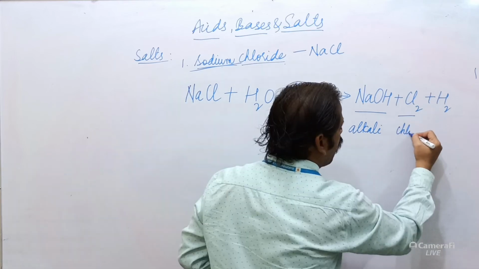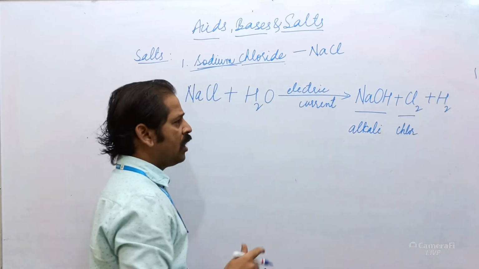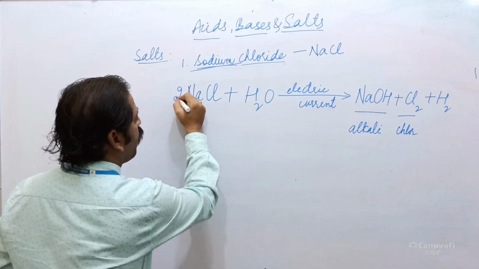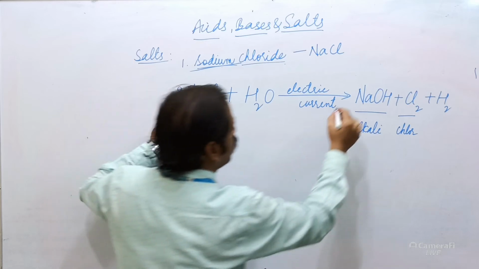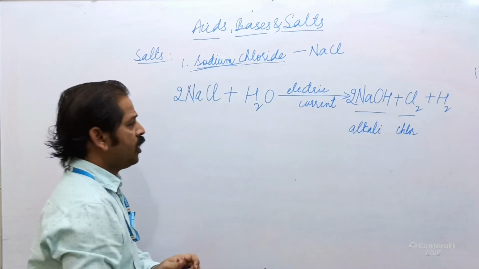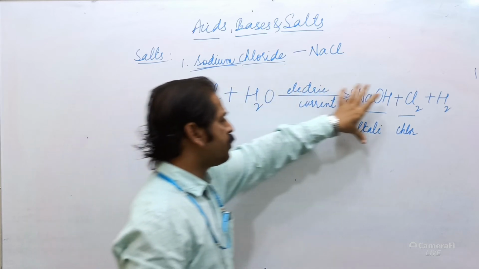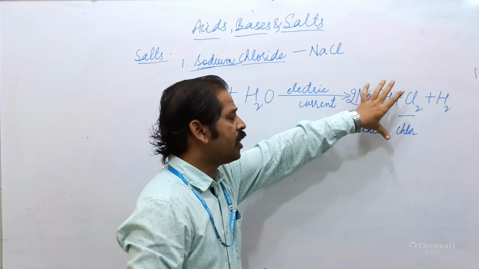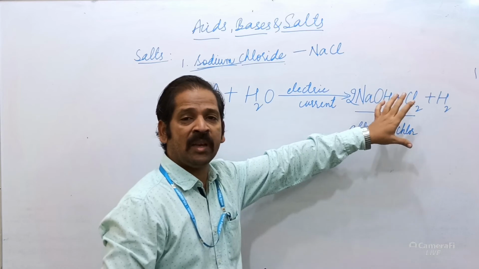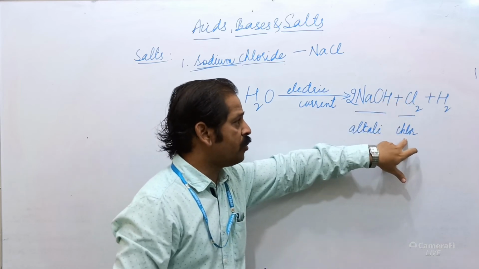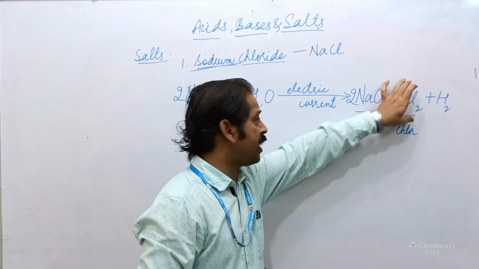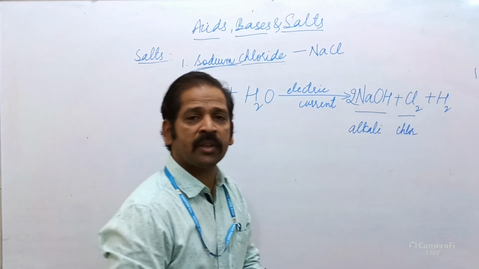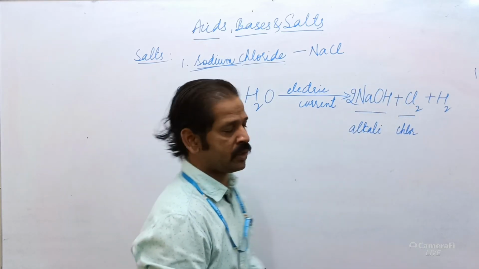Chlorine is formed, hydrogen will be liberated. You have to balance this equation. Yes, 2NaCl, 2NaOH. Yes, the formation of this whole chemical reaction is called the Chlor-Alkali process. I mentioned that name here because chlorine is liberated when the alkali is formed. Chlorine is formed, alkali is formed, so the process is called the Chlor-Alkali process.